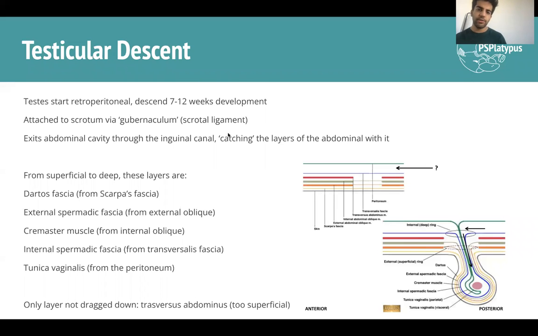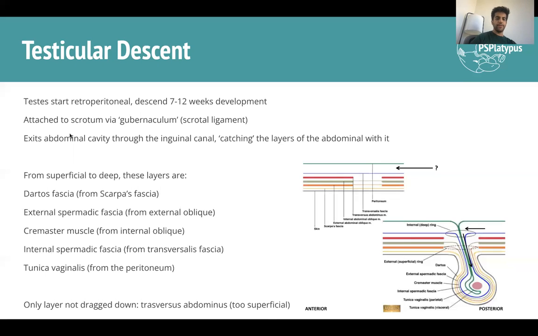Okay, they start retroperitoneal. They descend during the 7th to the 12th week of development. Now, they descend, but it's more so like the fetus's abdomen is sort of growing, so relatively it descends. It's not actually descending that much, but it's attached to the scrotum by the gubernaculum. Amazing word. For once, they named something great. Very funny. It can also be known as the scrotal ligament, but that's boring.